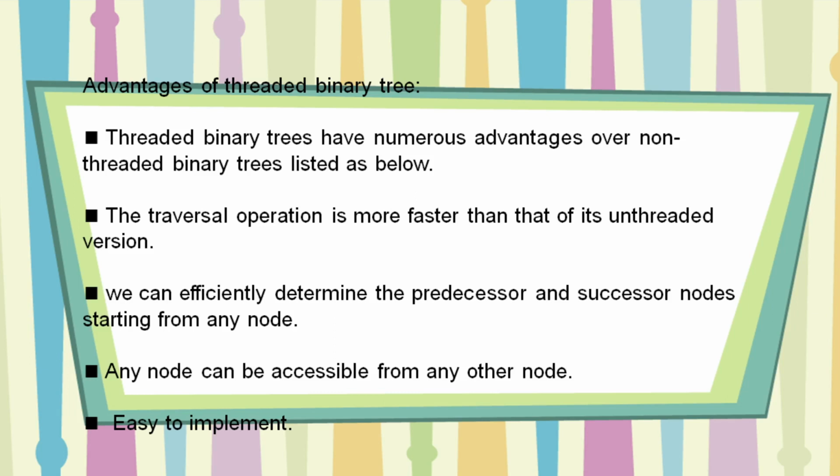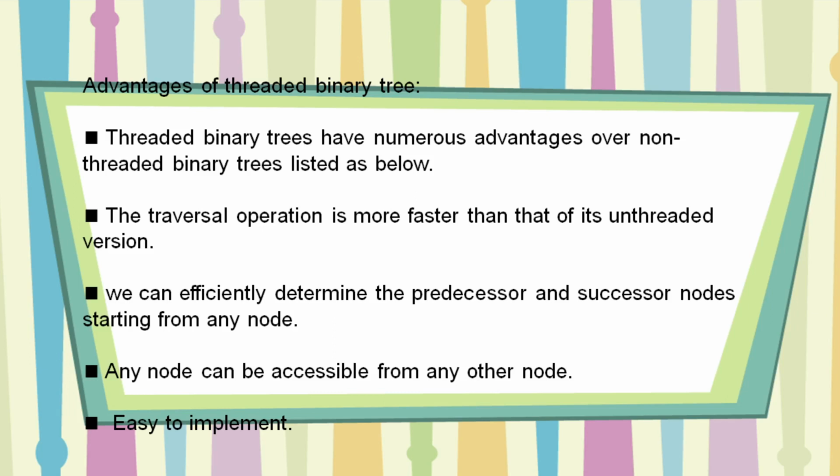Within a threaded binary tree, we can determine the preceder. In an unthreaded binary tree, however, this task is more time consuming and difficult. For a threaded binary tree, without having to include the overhead of the stack mechanism, the same can be carried out with the threads.